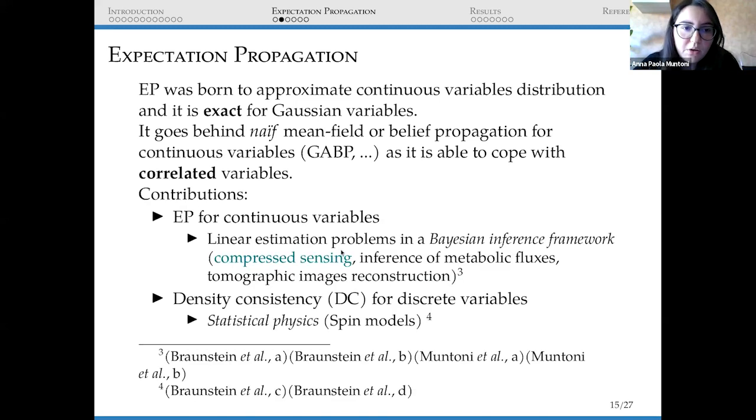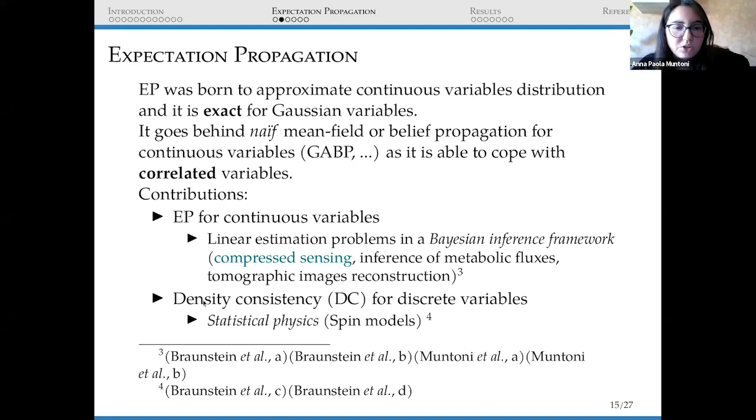So for what concerns me, I applied these techniques to a lot of frameworks. So compressed sensing, as we will see in a second, but there are also works where this method is being applied to the inference of metabolic fluxes, the reconstruction of tomographic images, and so on and so forth.